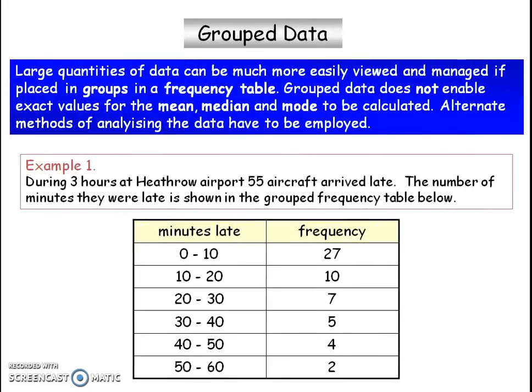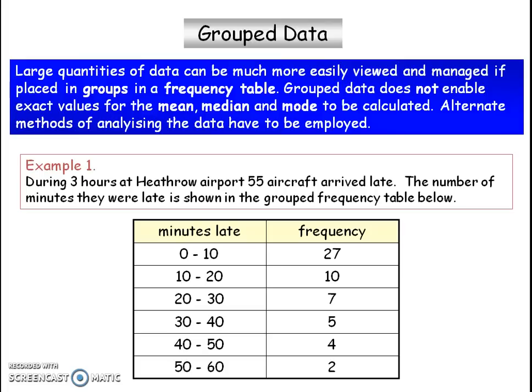Now, why ungrouped and grouped data? If we have a large quantity of data, it is easier to manage if we replace it with groups in a frequency table. So large quantities of data can be much more easily viewed and managed if placed in groups in a frequency table. Grouped data does not enable exact values for the mean, median and mode to be calculated. Alternative methods of analyzing the data have to be employed.